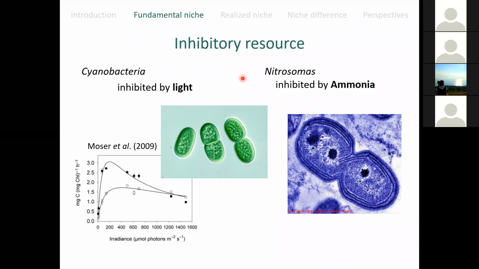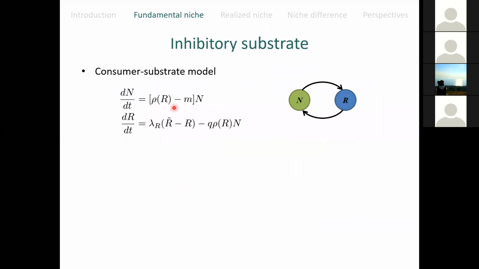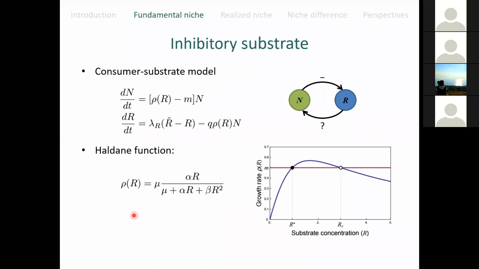So let's consider first an inhibitory resource. At low density, my microbe likes this substrate, but when it reaches a certain maximum here, it suddenly turns detrimental to growth. We can formalize this using a simple set of equations. And the first question is always, what is the set of environmental conditions that allow my consumer to be at equilibrium? In 2D, this is the zero net growth isocline.